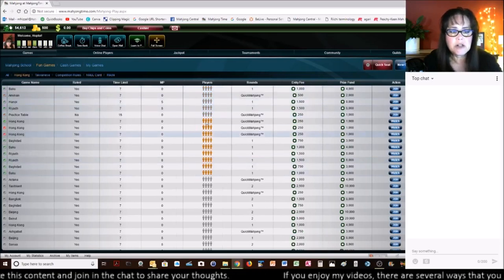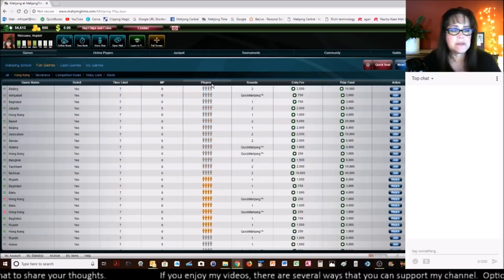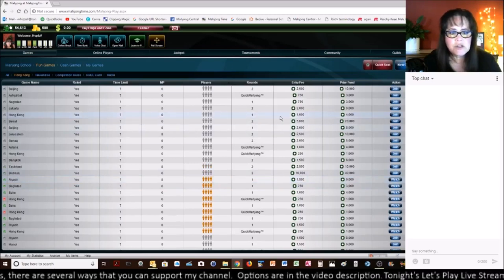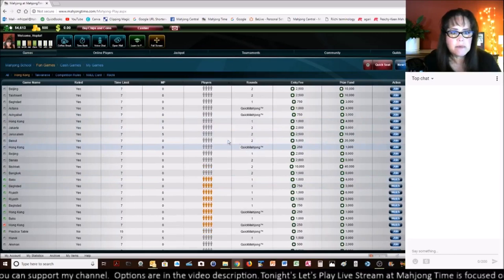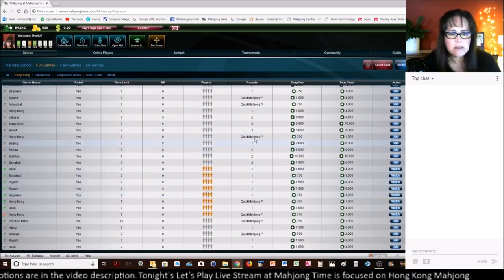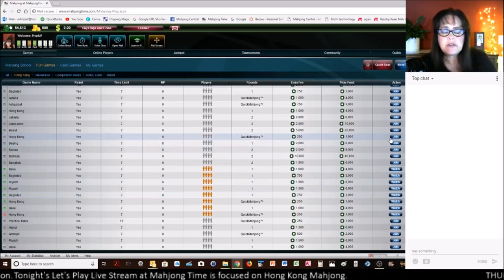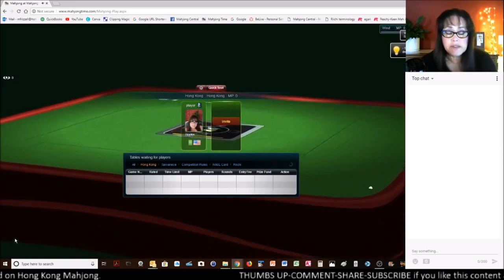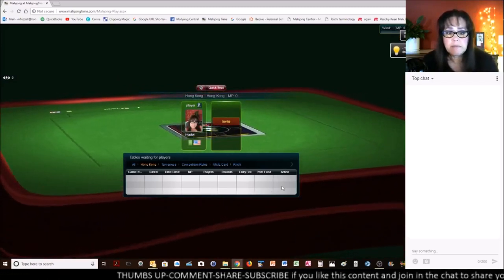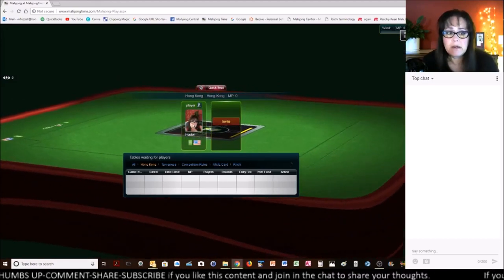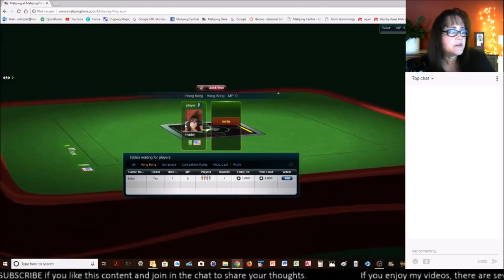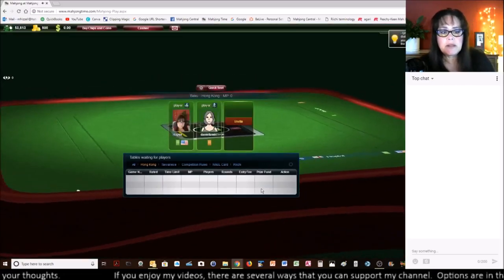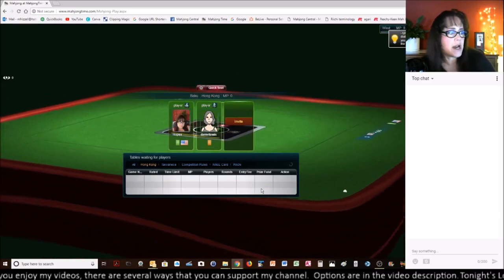For Hong Kong Mahjong, here are all the tables, lots of tables. Let's see if we can find a good one to join here. Let's join a quick Mahjong. We'll join this one here. Once you join a table, you can monitor other tables and look for seats that are available in other tables in this panel below the player icons or avatar icons. Welcome to the live stream. Oh, see, there's a table right there. Let's go ahead and join that one. That may be one way that you can join a table quicker than just starting one from scratch.